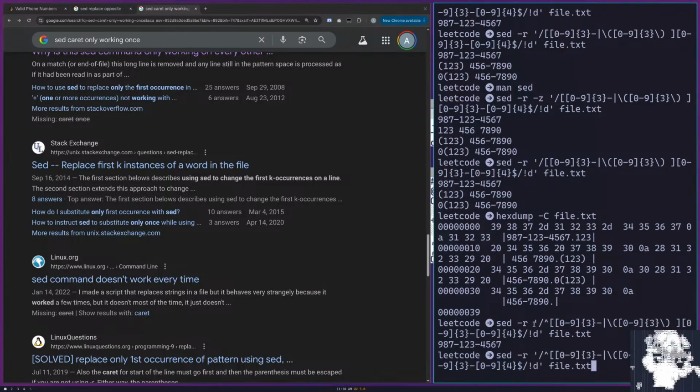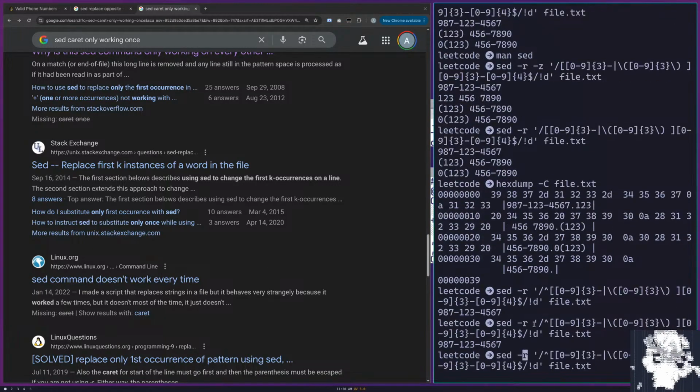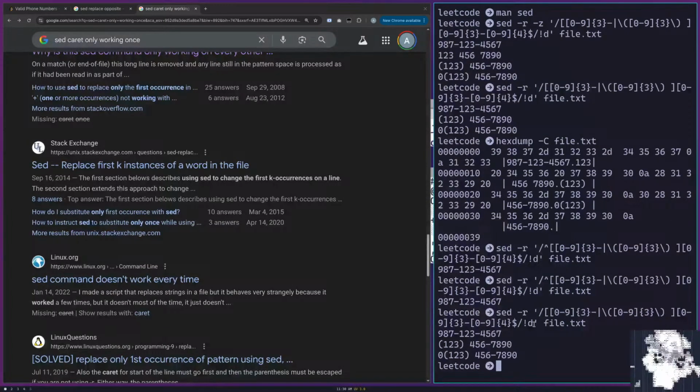This is confusing. I don't get it. I should be able to just put a caret at the front, and then it should only match lines that start with this pattern.